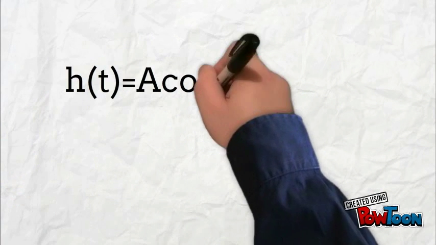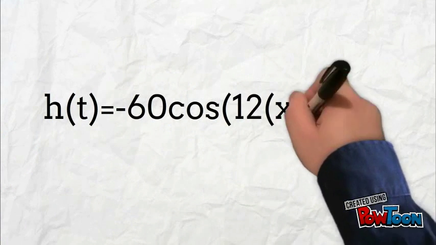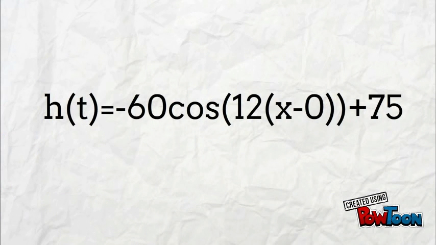The general or parent equation of the cosine is y equals a cos(k(x plus d)) minus c. Now by inputting all the values we get the equation h(t) equals negative 60 cos(12(x plus 0)) plus 75.